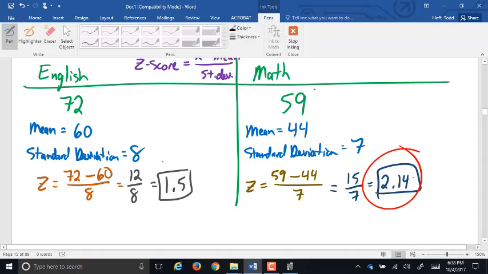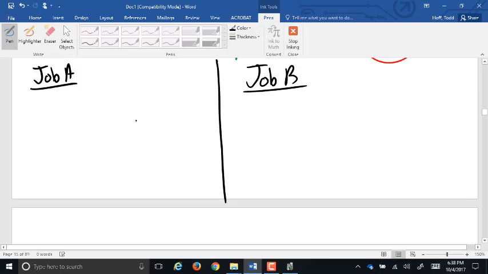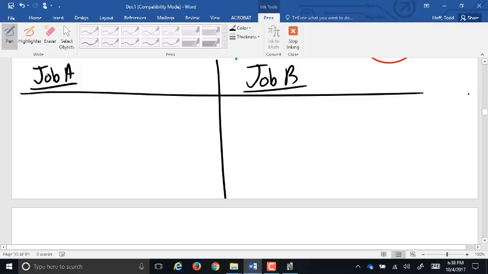Okay, so that's a little bit more useful, practical application of this. Analyzing your test scores isn't necessarily a great application. That's not something you're going to do every day. But let's say you want to compare 2 job offers. Job A and job B.